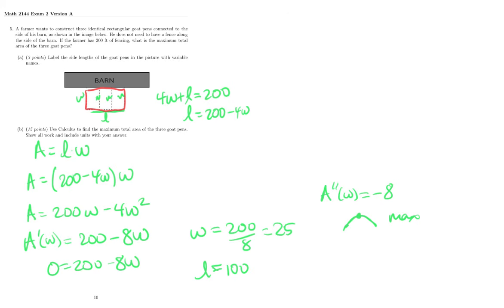So find the maximum total area. Oh, okay. So I just found the length and width. So the total area is going to be 25 times 100, which is 2,500 feet squared.